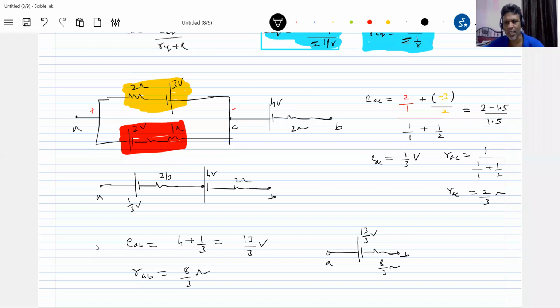Like this, any number can be replaced here. A very big circuit they'll give. So you can do the replacement.